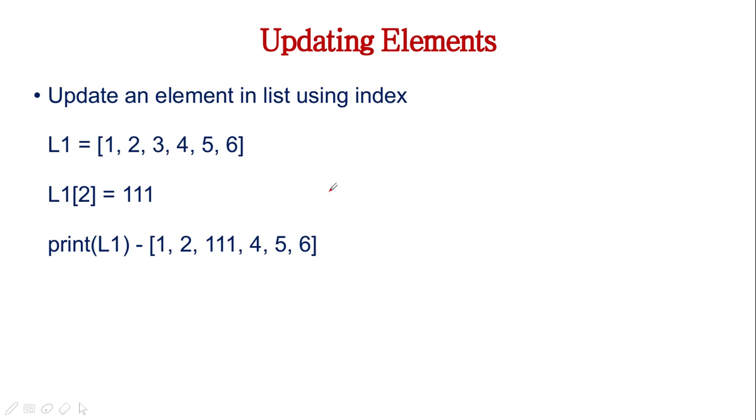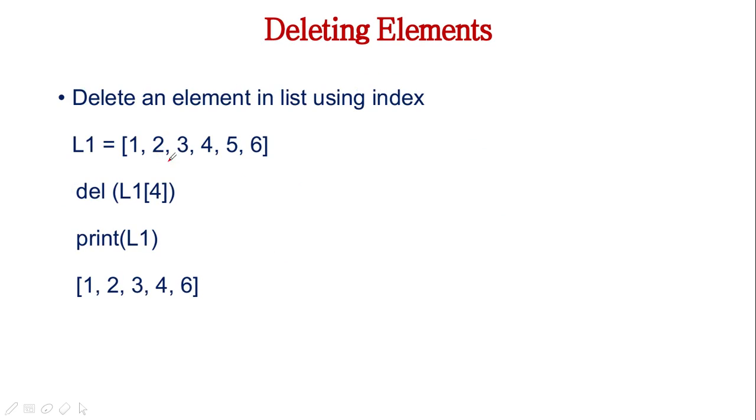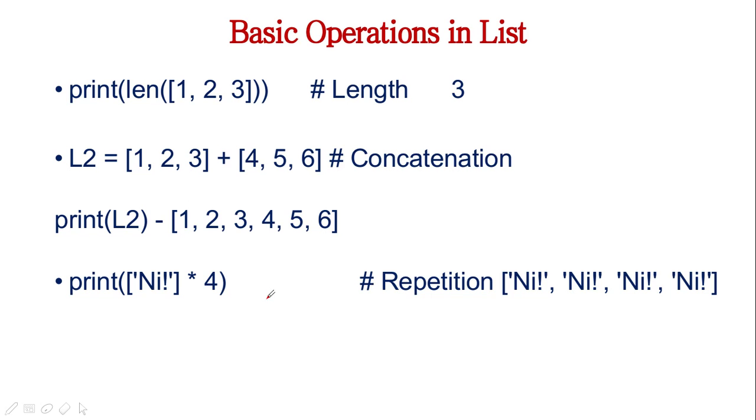Also, a list is a mutable structure, so one of the elements of the list can be changed. How can we update it? If you have a list like this, I can say L1[2] = 111. I am modifying this particular element. After that, if you print L1, you will see that the third element is changed. You can also delete an element with del L1[4]. This means this particular element will be removed, so you will see a list without 5.